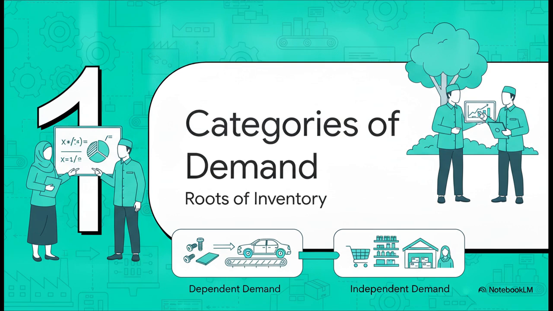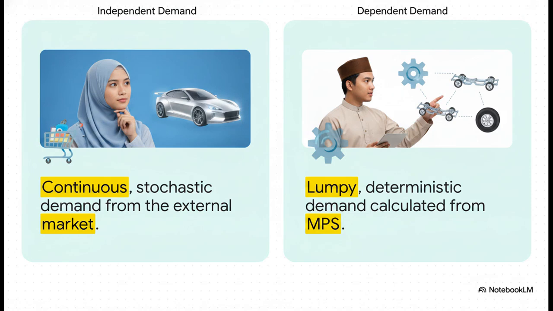All right, Section 1, the two categories of demand. This is where we understand the real roots of inventory planning. Classifying demand correctly is absolutely crucial. It's step one. If you get this wrong, you're setting yourself up for some fatal errors on the production floor. Everything starts with understanding where your demand is actually coming from.